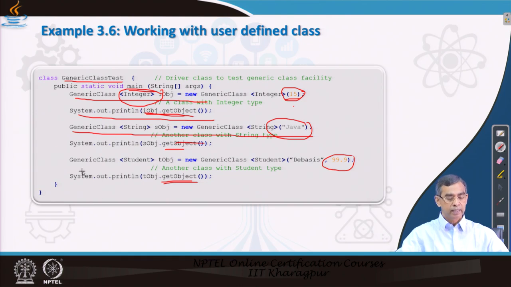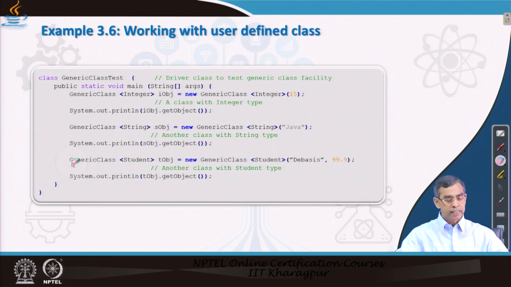And in place of it, if we declare here, for example, generic class student, as you see student is a type we have discussed already. This is an object of that, which we created as a generic, and then here we initialize it passing two values, because it needs a string name and then marks as a floating point. So, this is the example which explains that it works for integer objects, for string objects, and for the user defined data type, and then processes it.